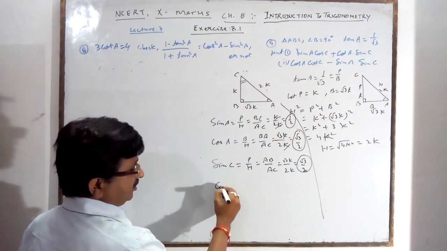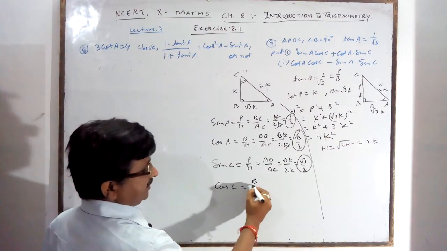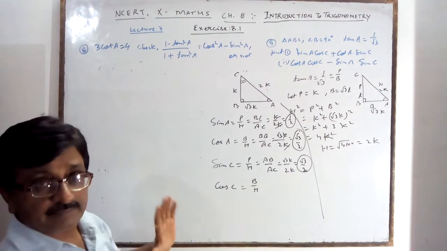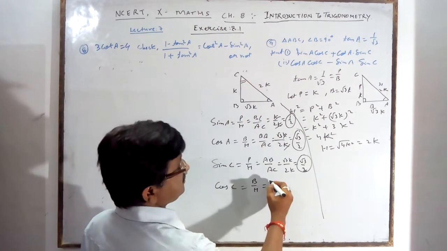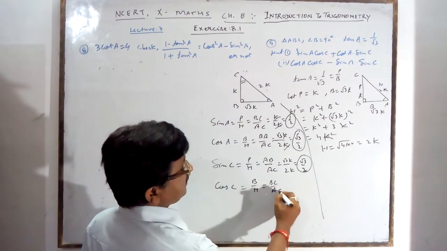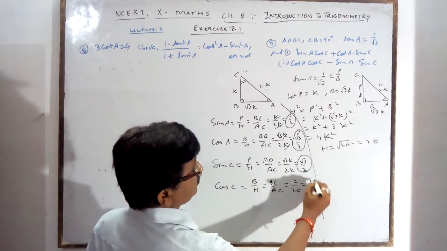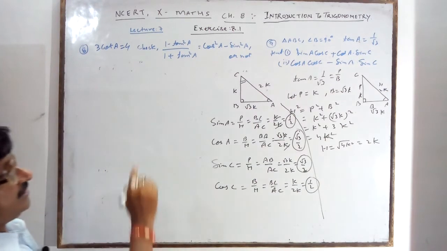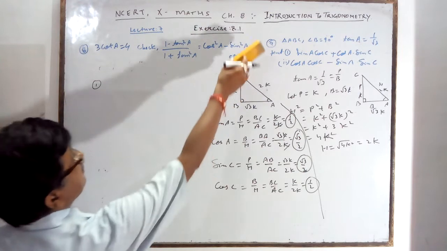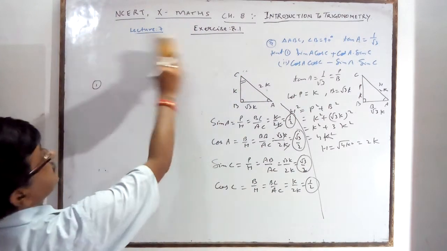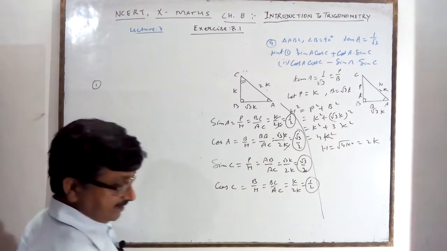What is the value of cos C? You calculate for C and A. Base upon hypotenuse. For the angle C, the base will be BC. So BC by AC gives you K by 2K, that is 1 by 2. So all the answers you are getting. Now you write the first part of the question number 9.